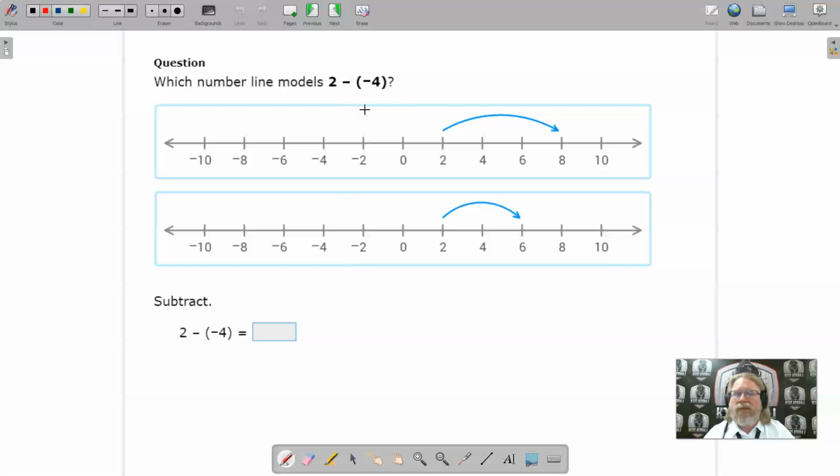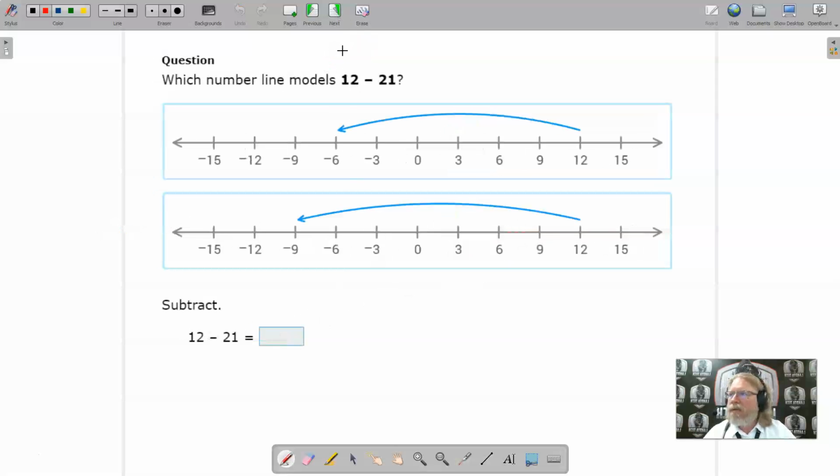Here we have 2 minus negative 4, so let's change this over. 2 plus, and the opposite of negative 4 is positive 4. So we want to start at 2, and we're adding, so we're going to the right 4 places. They both start at 2, so it could be either one. This one going from 2 to 8 looks like 6 spaces, and 2 to 6 is going to be 4 spaces. So we added 4, this is the correct one, and it lands us at positive 6.